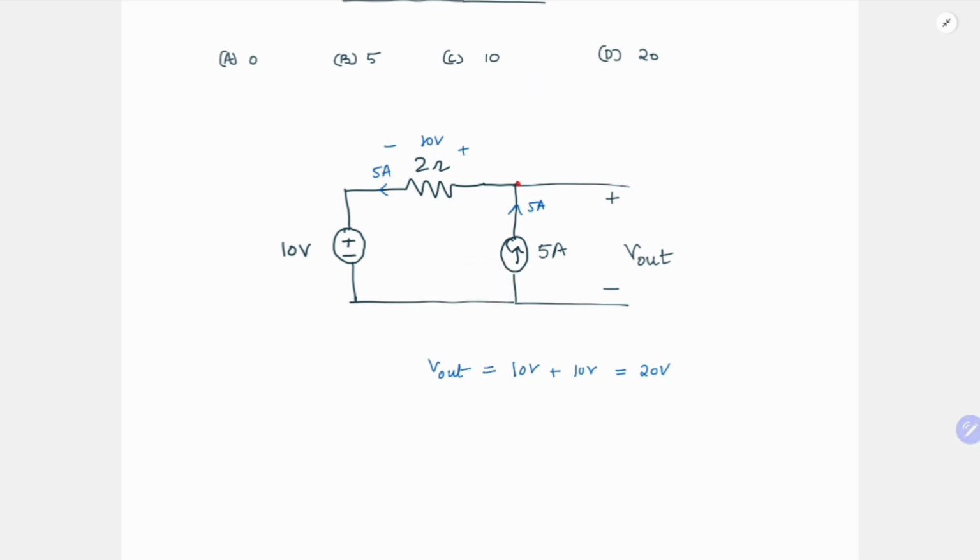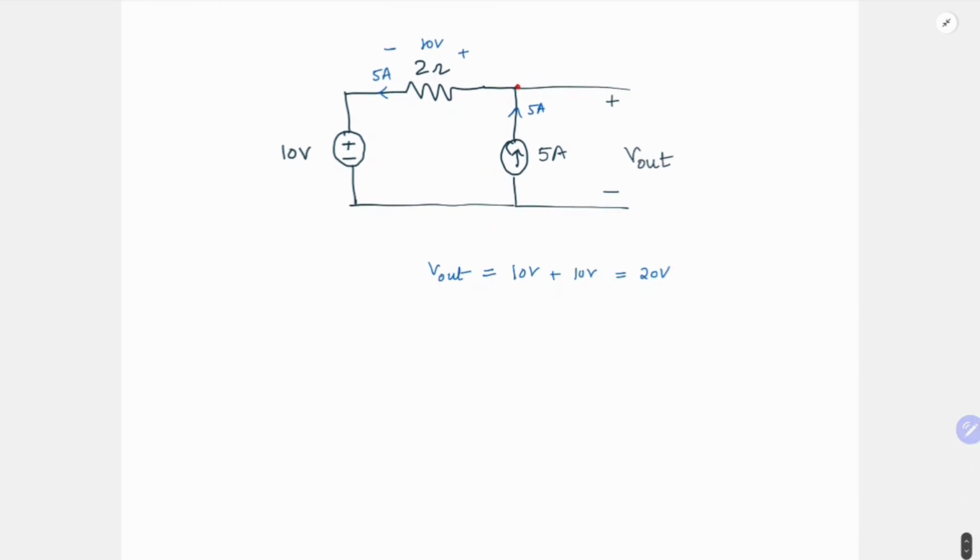And what about this ideal current source? What is the IV characteristic of an ideal current source? If you have I and V here, your current is going to be constant, which is 5 ampere here, and it can take any voltage value from minus infinity to infinity. That is why it is called an ideal current source.